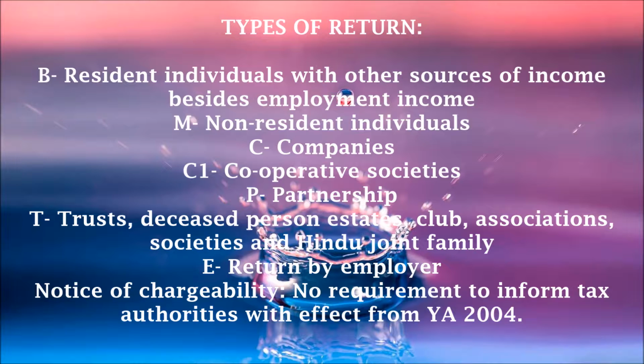for resident individuals with other sources of income besides employment income. Form M, non-resident individual. Form C, companies. Form C1, cooperative society. Form P for partnership. Form T for trust, deceased person's estate, club, association, societies and Hindu joint family. And Form E, written by employer.